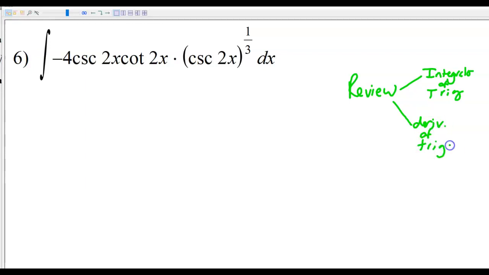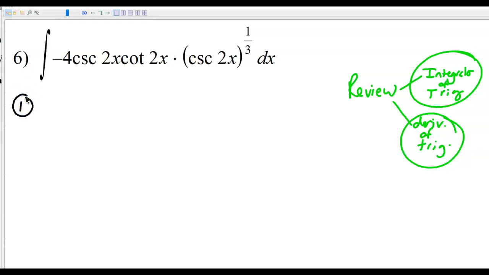As you've noticed, whenever you're doing integrals, sometimes you have to do derivatives also because of the u substitution process. And that's what we're going to have to do here. So make sure you know your derivatives of all your trig functions and your integrals of trig functions really well to do these. So without any further ado, let's get started on the problem. Step 1 is to identify the u. The u is the cosecant of 2x.